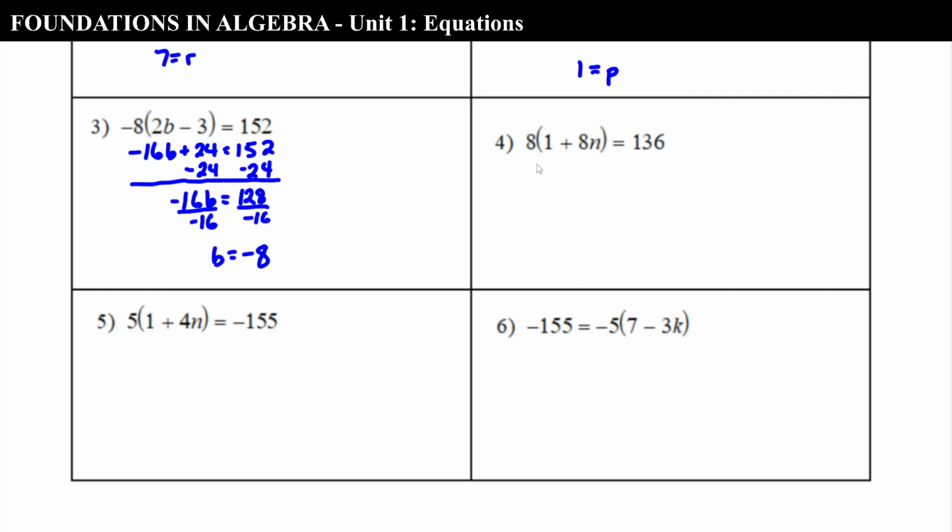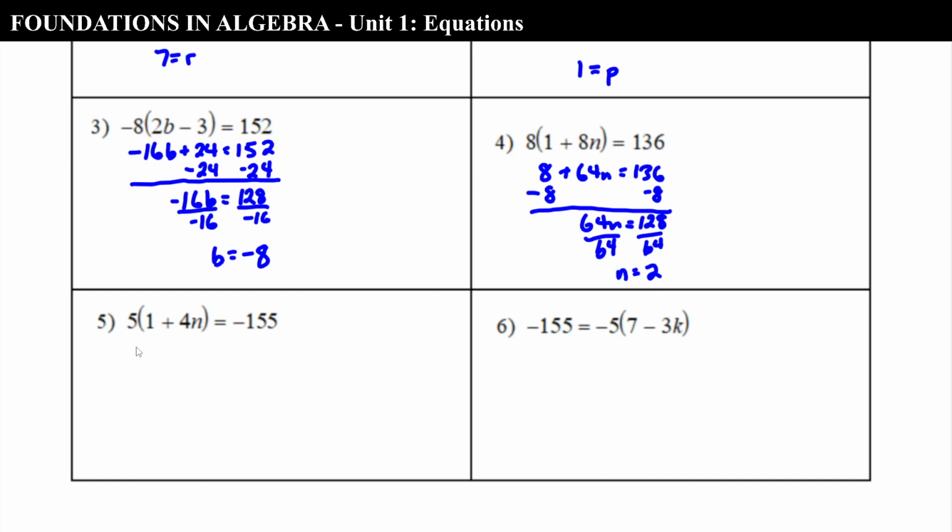For number 4, 8 times 1, that's going to be 8. 8 times 8 gives us 64, so we have 64n equals 136. Subtract 8 from each side, and that's going to give us 64n equals 128. And then divide each side by 64, and you get n equals 2.